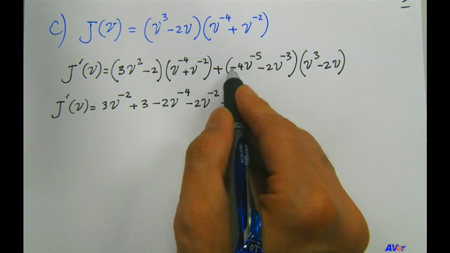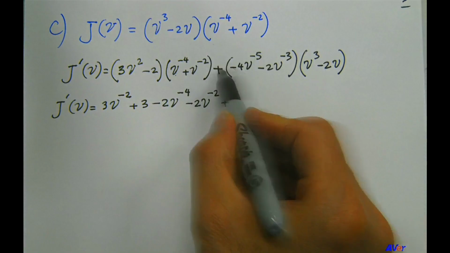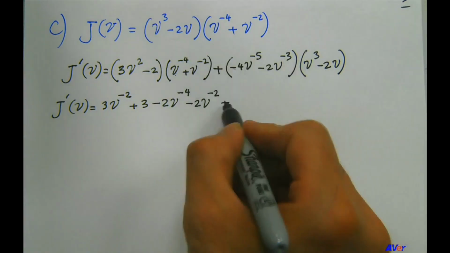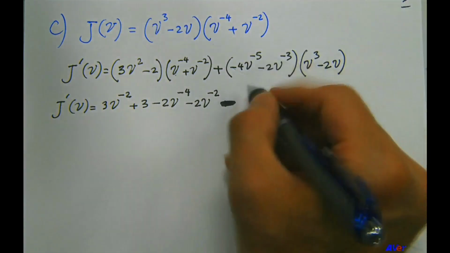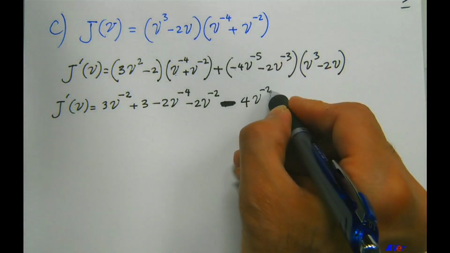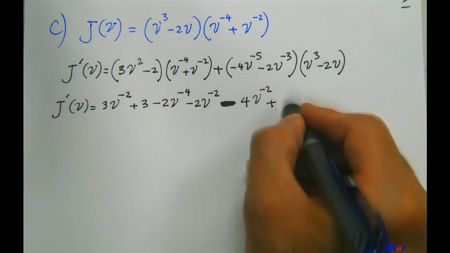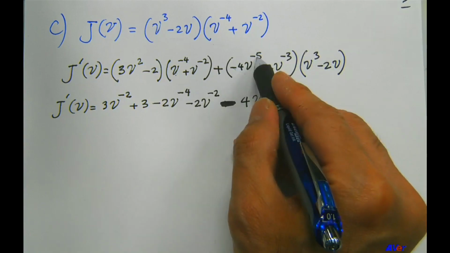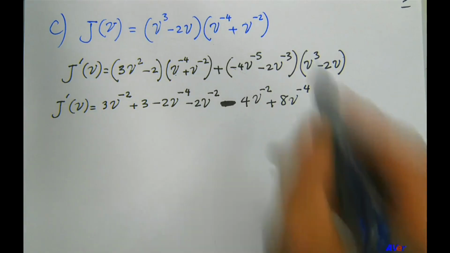We add the powers. So we have, this is actually minus. Let me correct that with my thick marker here. So this is plus, but because of this minus, we have minus, and then 4 minus 5 plus 3 is minus 2. Minus times minus is positive. 4 times 2 is 8. v to the negative 5 plus 1 will be minus 4. So we're done with this.